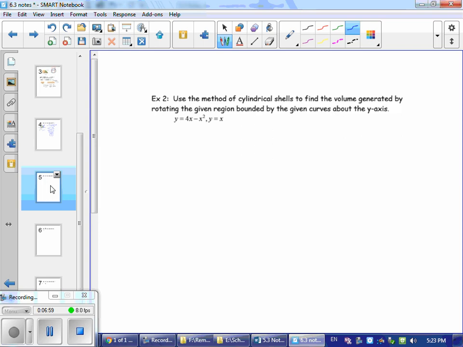So again, we're going to use the method of cylindrical shells to find the volume generated by rotating the given region bounded by the given curves about the y-axis. So again, we're going about the y-axis, which is great. Let's sketch this.